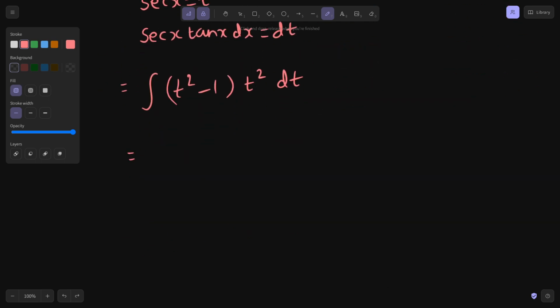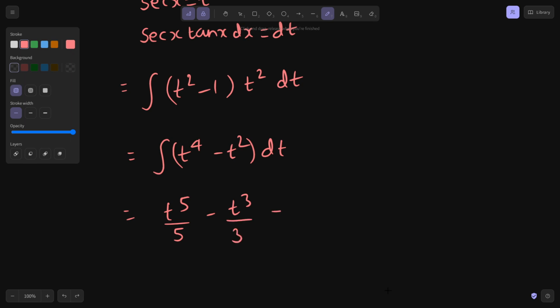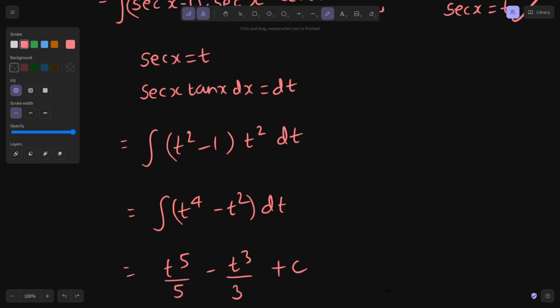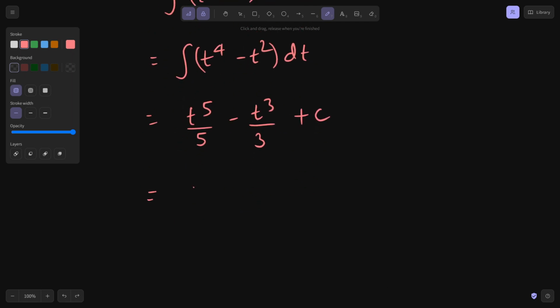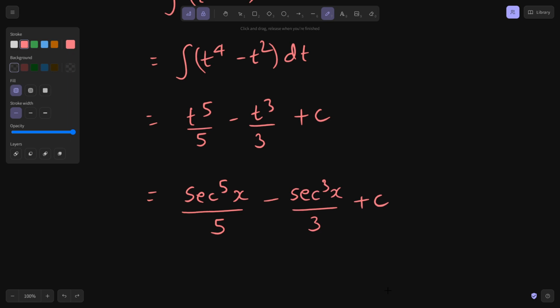So let's simplify it further. t power 4 minus t square and a dt. So this is t power 5 by 5 minus t cube by 3 plus a constant c. Again, secant x was t, so put that back. So secant power 5 x by 5 minus secant cube x by 3 plus a constant c is your final answer. So that's how easy it is.